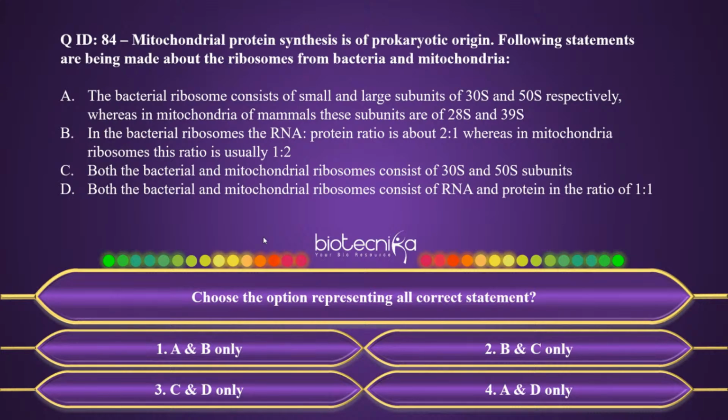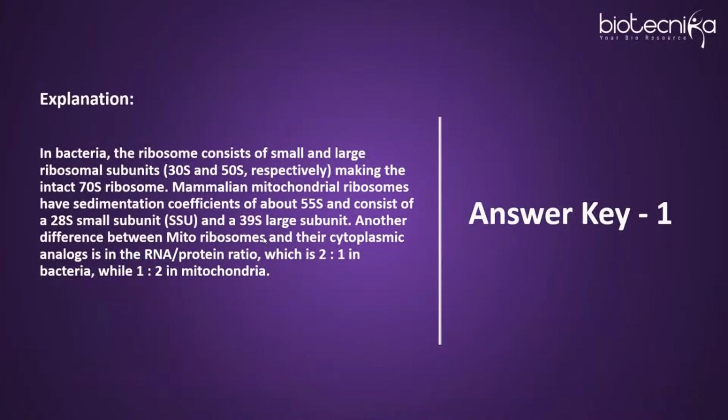A and B statements. These are fact-based questions, and options A and B are the correct ones here. So the explanation given here is that in bacteria, the ribosome consists of small and large ribosomal subunits, 30S and 50S respectively, that everybody knows, right? Making the intact 70S ribosome. Mammalian mitochondrial ribosomes have sedimentation coefficients of about 55S and consist of a 28S small subunit and a 39S large subunit, right? Making it 55S in total.